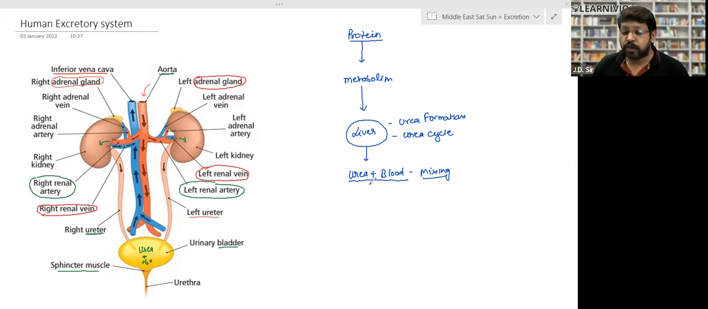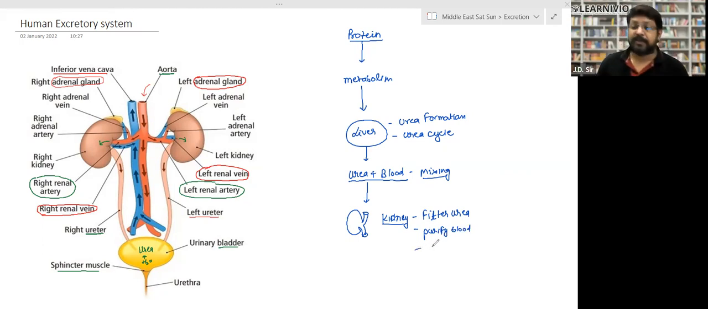What happens? For this urea and blood, we have a filter in our body. That filter is called the kidney, right? There are two kidneys, and these kidneys work like a filter. So what does this kidney do? It does not form urea, rather it filters urea. The first function is to filter urea, and by filtration it purifies the blood.